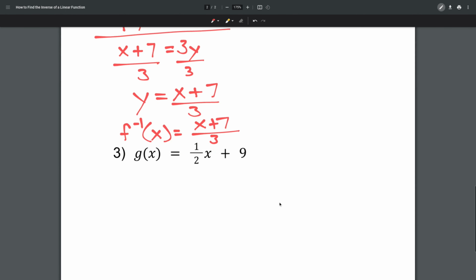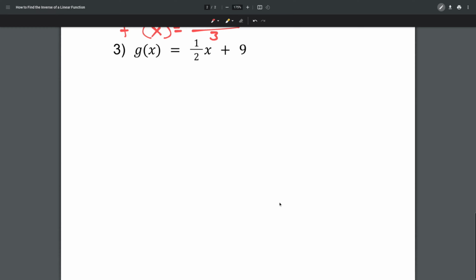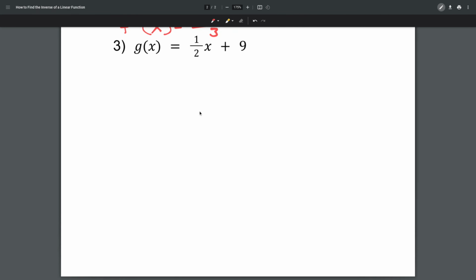We got problem 3 to try. All right, so problem 3, we've got g of x, which is fine. We can find the inverse function of g of x. I'm still going to replace g of x with y, so I'm going to say y equals 1/2 x plus 9. I'm then going to switch x and y, so I'm going to say x equals 1/2 y plus 9.